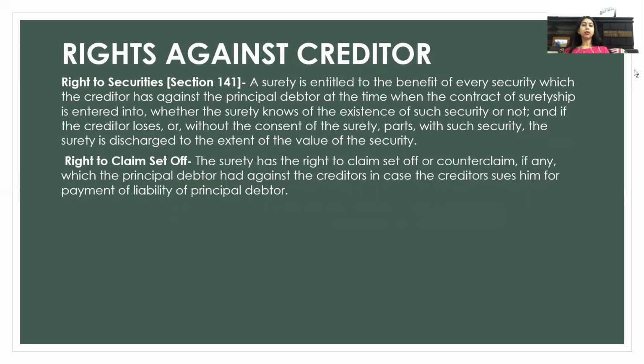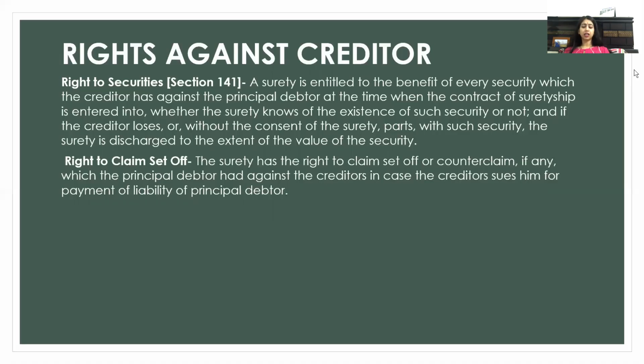And if the principal debtor is not able to make the payment of that particular loan, then the surety makes the payment. So what about these securities? If the surety is making payment, then the surety will have the right over the security also, because the creditor has received his amount. So as and when the creditor receives the amount, his right over the security comes to an end. So surety is entitled to the benefit of every security which the creditor has against the principal debtor at the time when the contract of suretyship is entered into, whether the surety knows of the existence of such security or not. It doesn't matter.